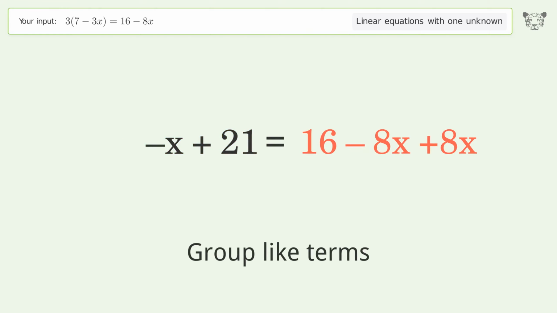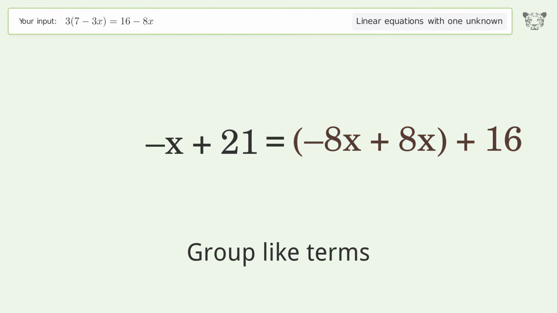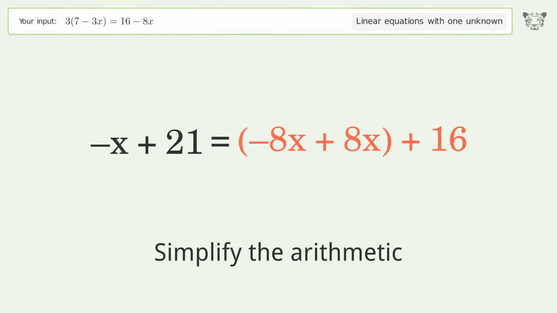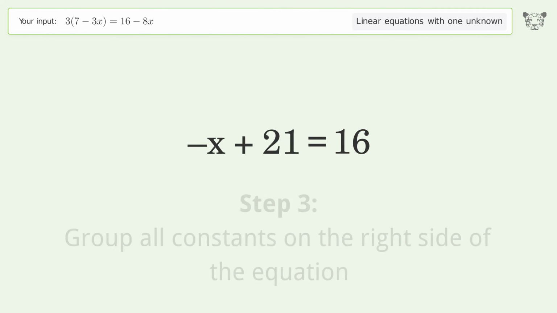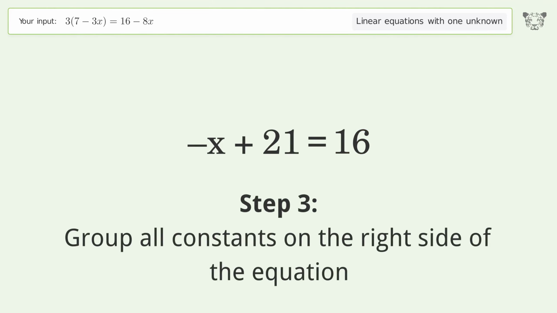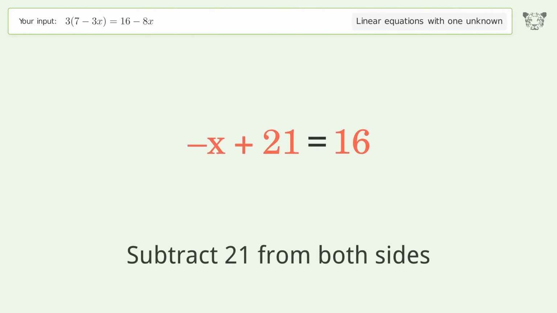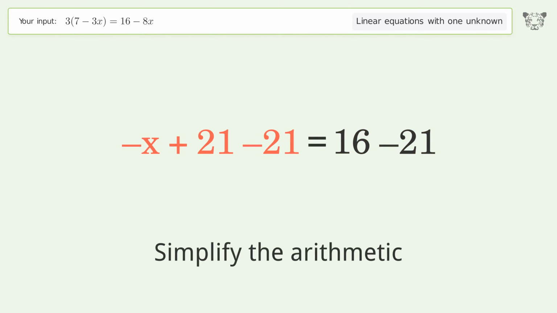Group like terms. Simplify the arithmetic. Group all constants on the right side of the equation. Subtract 21 from both sides. Simplify the arithmetic.